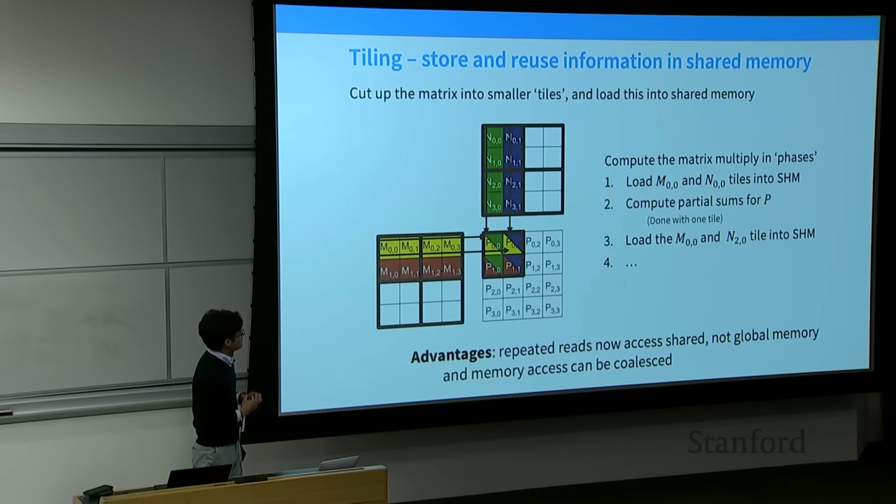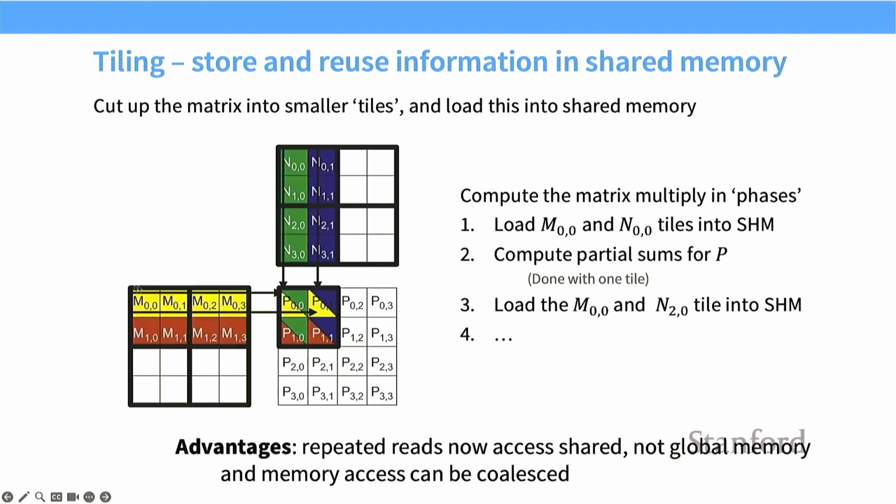What I'm going to do is first load, let's say, this M00 tile on the top left over here, and I'm also going to load my N00 tile into shared memory. Now I have these partial sums that I can compute. I can take the row product of M00, M01 with N00, N10, and increment that into P00. I can do the same with all of the different submatrices that I can fill out over here. Once I'm completely done processing these two tiles, I can load a new tile over here, repeat that computation with my M tile and my N 2,0 tile loaded into shared memory, and then increment my partial sums in P.